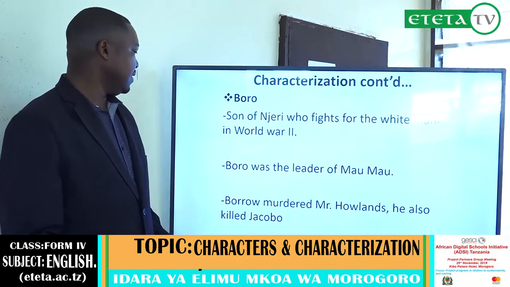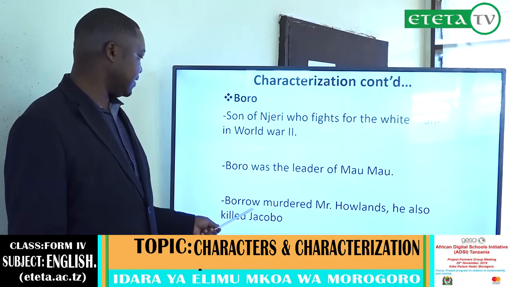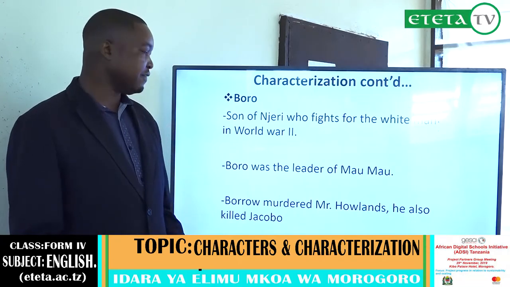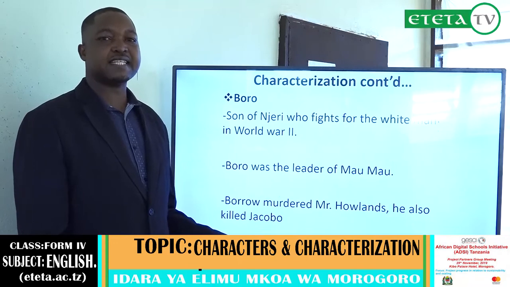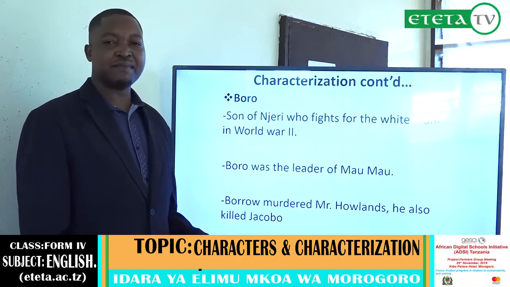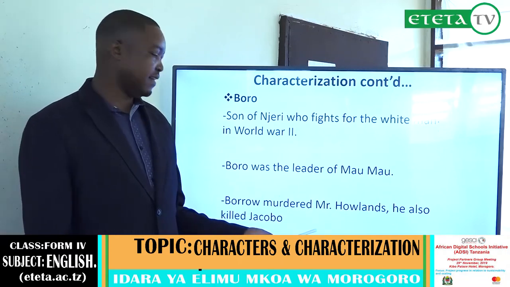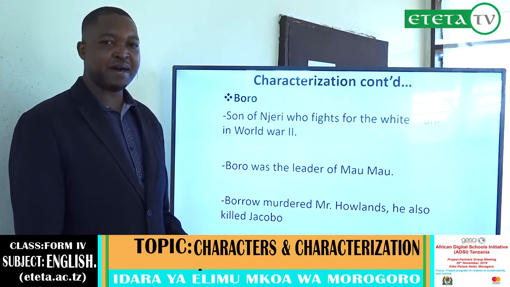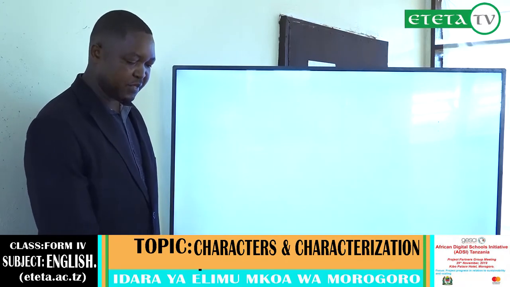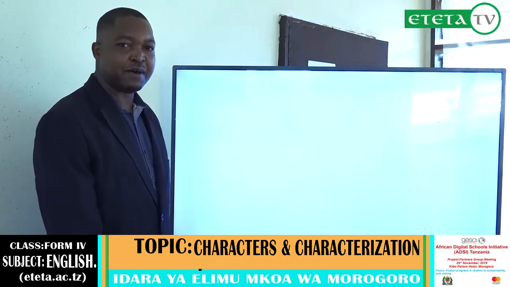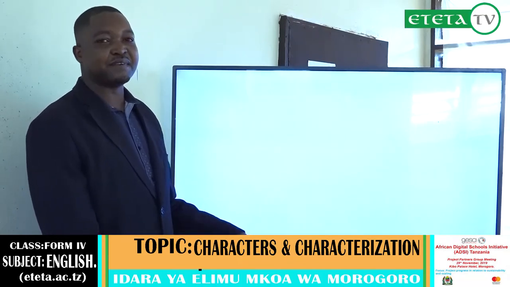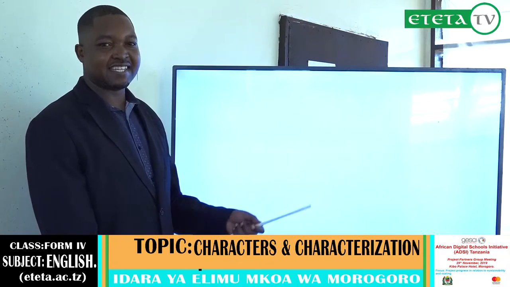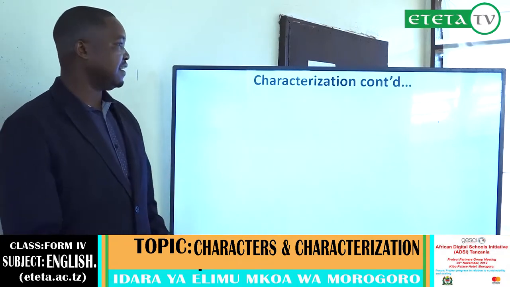Boro murdered Mr. Horace. He also killed Jacobo. So the murder of the two land owners or settlers, the black settler and the white settler, Mr. Horace being the white settler, while Mr. Jacobo being the black settler, all of them were killed by Boro, the Mau Mau activist. Boro was one of the feared Mau Mau activists in Kenya. Actually, Boro stands for a certain real character, and we talk of Dedan Kimathi, General China, and others who are very famous and notable Mau Mau fighters.